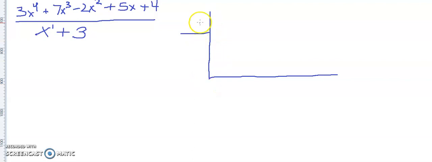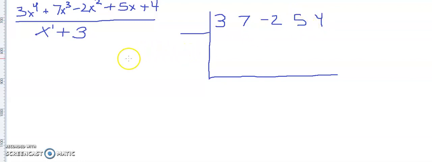So first, what I want to do before getting the pocket number is just write in all of the coefficients of this numerator right here. So 3 is the first number, then it's 7, -2, 5, and 4.